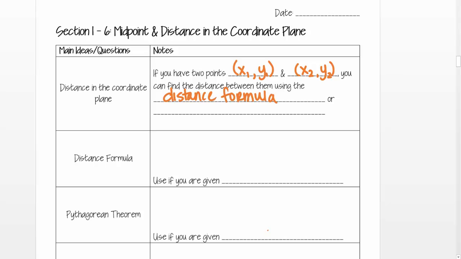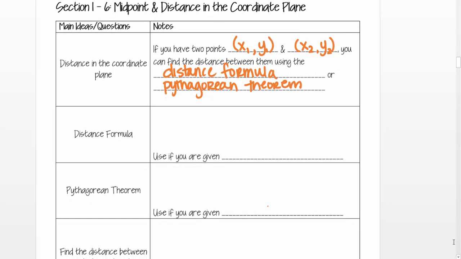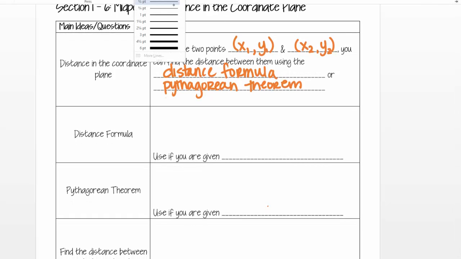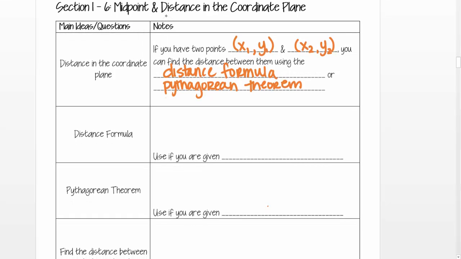or what we practiced yesterday, the Pythagorean theorem. So the distance formula is a pretty long and big formula, and we tend to only use this if we are given 2 points.